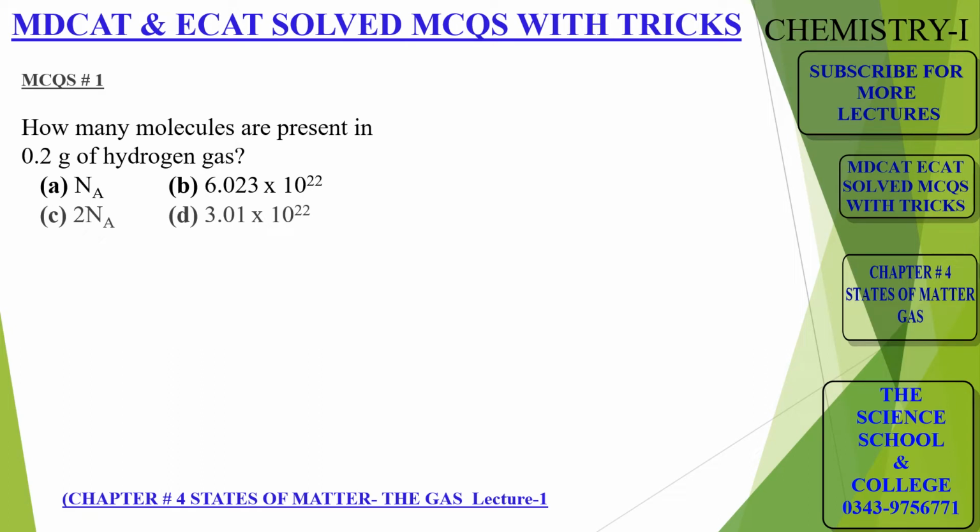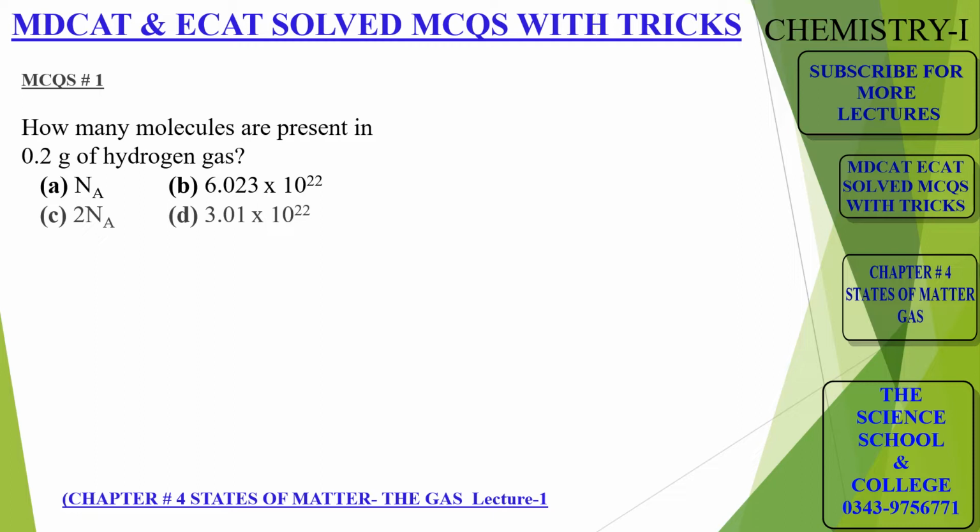Okay, MCQ number 1: how many molecules are present in 0.2 gram of hydrogen gas? Option A is Avogadro number Na. Option B is 6.023 exponential 22. Option C is 2 multiplied by Avogadro number. And option D is 3.01 exponential 22.